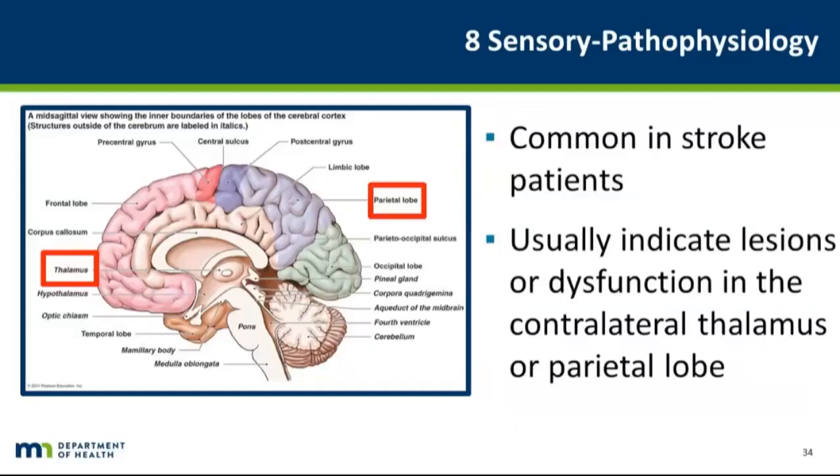Sensory is the next element. Abnormalities seen here can be common in stroke patients and usually indicate lesions or dysfunction in the contralateral thalamus or parietal lobe.